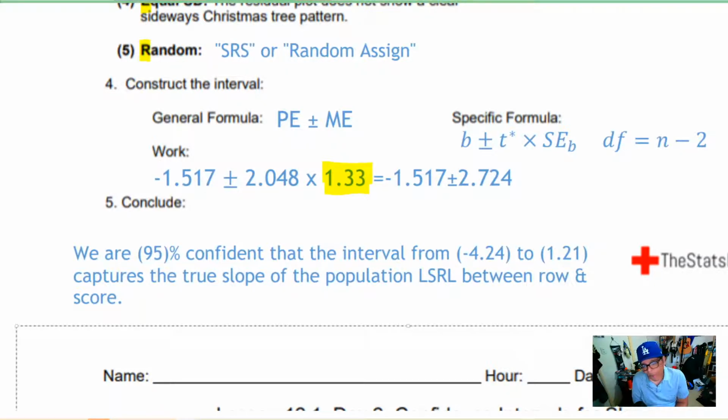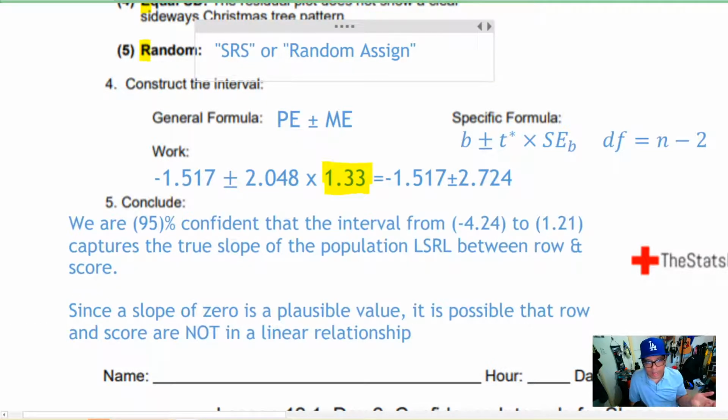So we have to put in our explanatory and our response variables here. Let's read this one more time because I like the sound of it. We are 95% confident that the interval from negative 4.24 to 1.21 captures the true slope of the population LSRL between row and score.